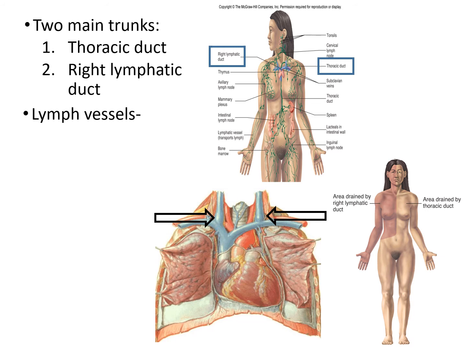So these two main trunks will actually enter the venous system. Look at the figure and you will see an arrow. On that arrow, there is a right and there is a left. On the right side, that is the right lymphatic duct. So the right lymphatic duct enters the venous system between the internal jugular and the subclavian vein, the right internal jugular and the right subclavian vein.